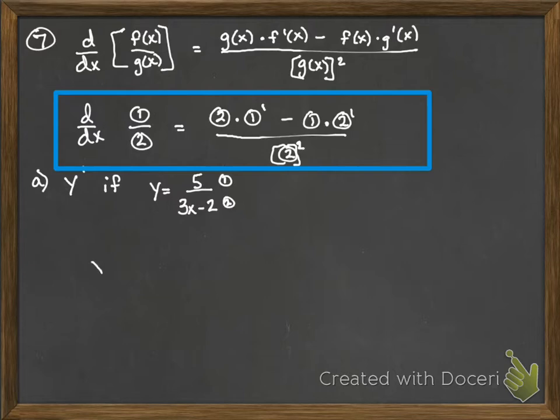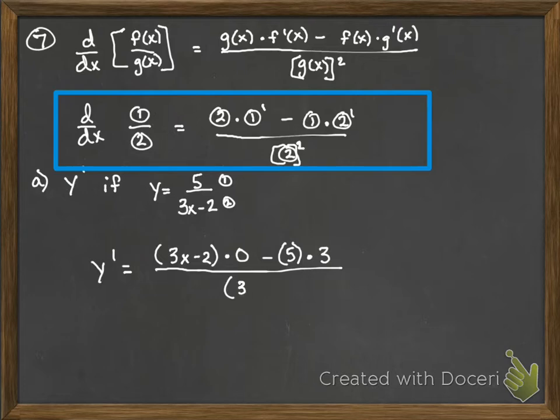So the quotient rule tells me that y prime is equal to 2, so 3x minus 2, times the derivative of the top. Well, what's the derivative of the top? Derivative of 5 is 0. That helps me out a whole lot. Now we subtract 1, which is 5, times the derivative of 2. Derivative of 2 is just 3. All this is over 2 squared, so 3x minus 2 to the second power.